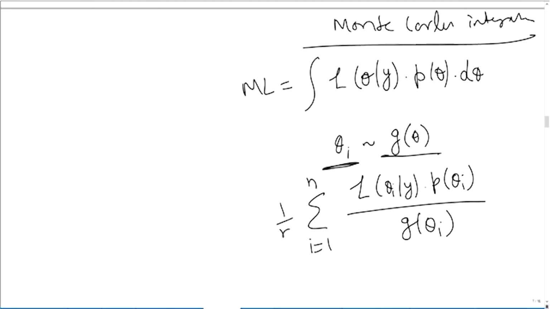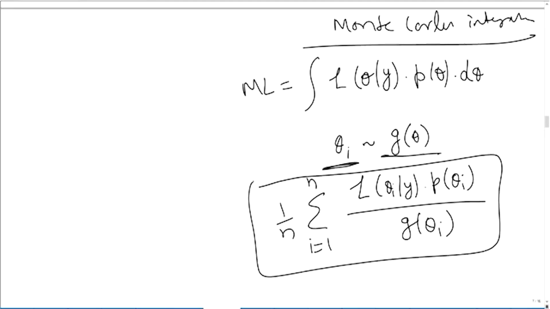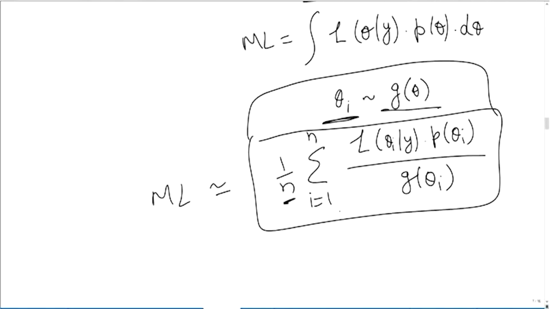The summation is actually an average. If you are taking n samples, take the average of likelihood times prior divided by g of theta, where the thetas come from g of theta. This would be a good approximation of your marginal likelihood if n is large enough, say 10,000, 1 lakh or millions of samples. This is how Monte Carlo integration works. You can use it and see what happens.